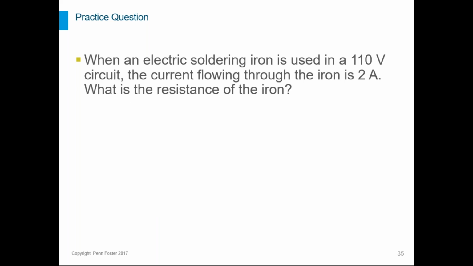More Ohm's law practice problems. Now we have a soldering iron with a 110 voltage. The current flowing through is 2 amps. What's the resistance? Now we use the other version of our formula, the one that starts with R. R equals voltage divided by current. Our voltage is 110, our current is 2. We divide and get 55 amps as the resistance. I'm sorry, this should be R. Sorry about that. R equals 55 ohms. Sorry, I copied and pasted the formula over and forgot to change it.